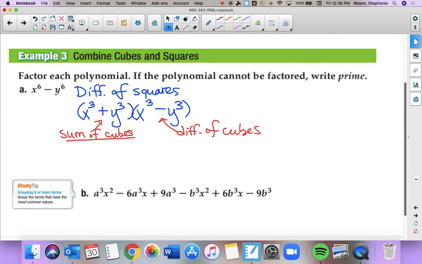So sum of cubes. Remember, you have your binomial, then you're going to have your trinomial. Okay? And the binomial is your A and your B. So you go back up to your original, and I just cube root those. So what's the cube root of x cubed? X. Cube root of y cubed. Y. What sign goes in there? Plus. Good. Then my trinomial, I take my A, which is x, and I square it, which is x squared.